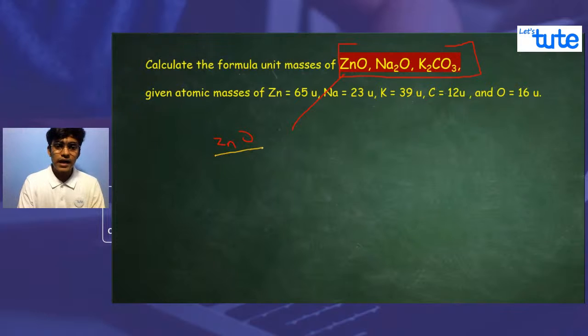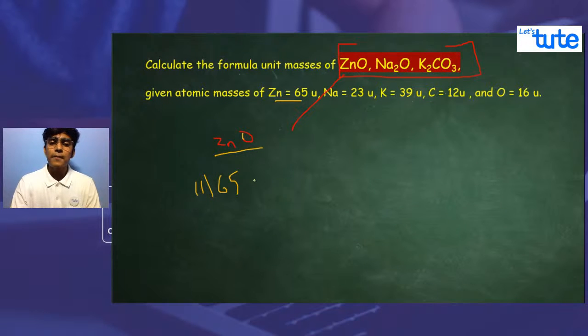Okay, so I hope this is clear. So ZnO. In this case, we have the value of Zn. The value of Zn is 65 U, and the number of atoms is nothing but 1. So I simply multiply 65 U by 1, plus.